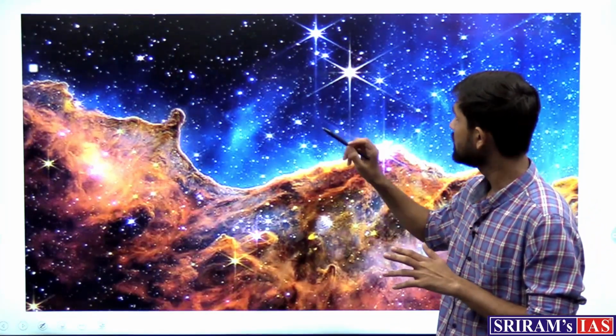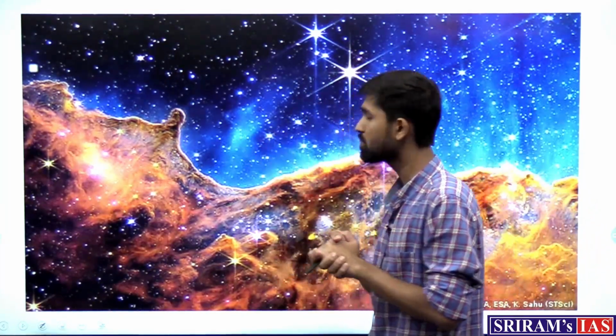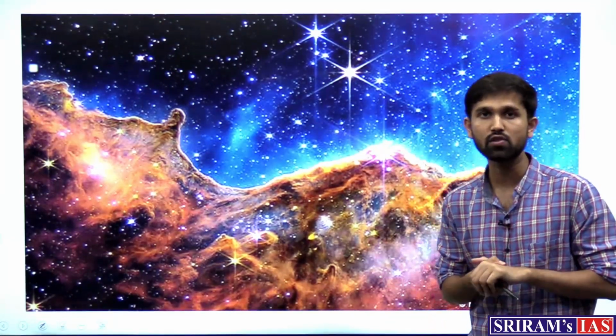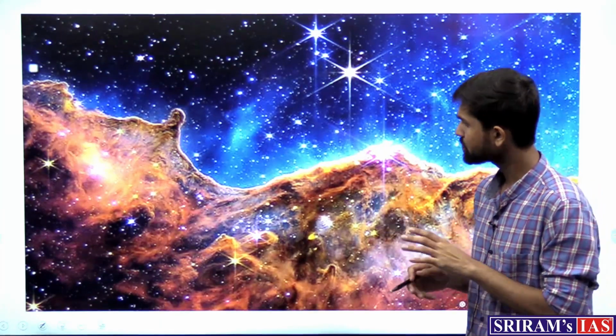in which the gas particles and dust particles are being emanated out from a dying star, and this is the image captured by the James Webb telescope in that aspect. So as we can see, what are we able to gather from this information?